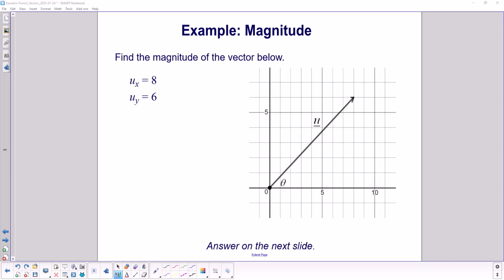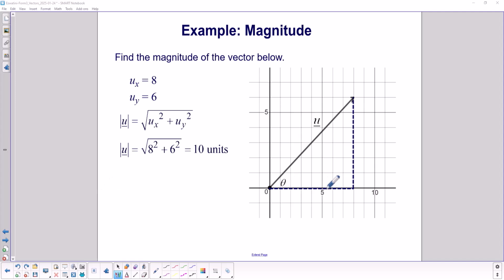Find the magnitude of the vector below, where u sub x is equal to 8 and u sub y is equal to 6. The answer is on the next slide. So u sub x is down over here. So that's 1, 2, 3, 4, 5, 6, 7, 8. And that's this term right over here, u sub x, and we have to square it. U sub y is 6. 1, 2, 3, 4, 5, 6. So we square that, add it to 8 squared, and then take the square root, and we get 10 units. And that is the magnitude of the vector u.